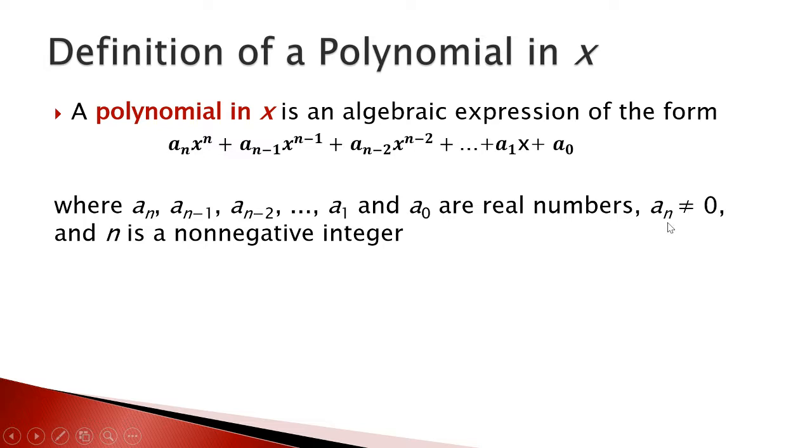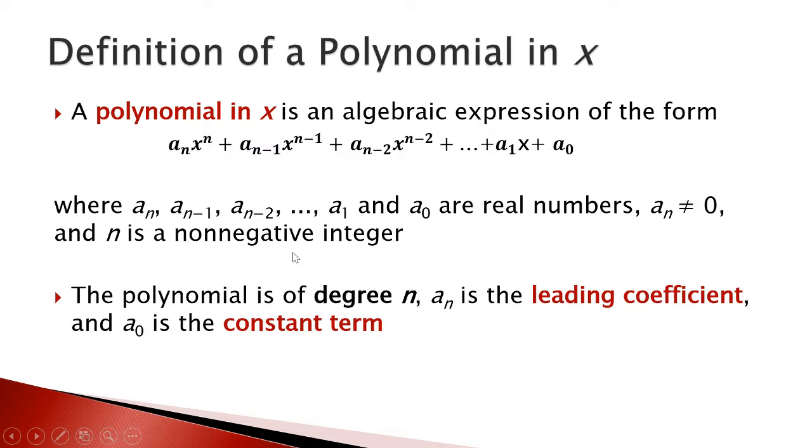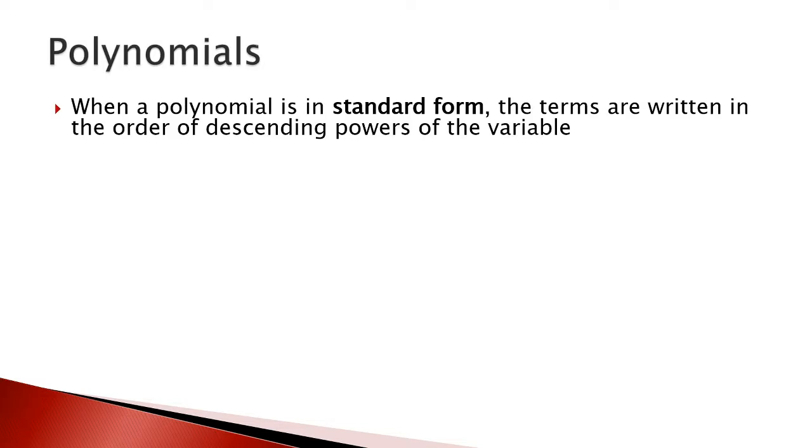Here a_n is not equal to 0 and n is a non-negative integer. The polynomial is of degree n, a_n is the leading coefficient and a_0 is the constant term. When a polynomial is in standard form, the terms are written in the order of descending powers of the variable.